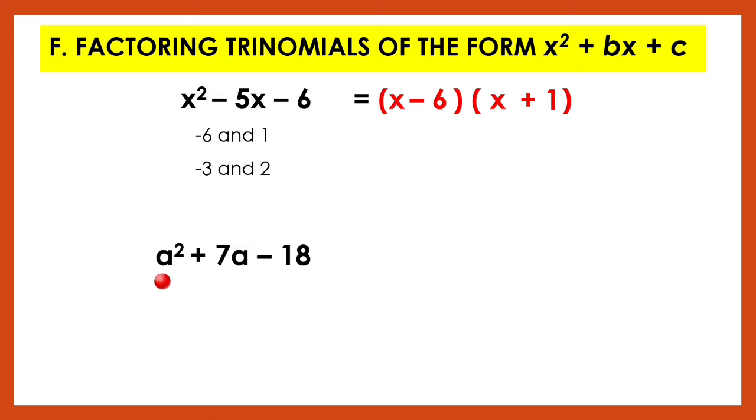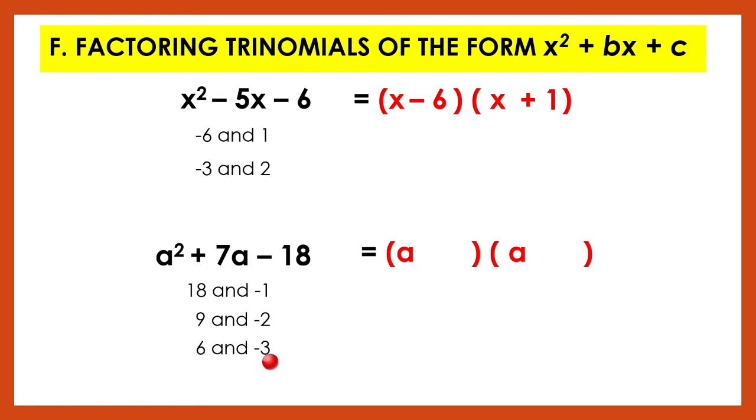Another example, we have a square plus 7a minus 18. What are the factors? So, una, kunin natin yung factors ng a square, that is a times a. And then, lista natin yung factors ng negative 18. So, dahil positive yung sign ng middle term, yung merong sign ng positive ay mas mataas. So, ano yung factors ng 18? So, we have 18 and negative 1, 9 and negative 2, 6 and negative 3. So, kung mapapansin ninyo, yung mas mataas yung value, siya yung positive. Yung mas mababa ang value, siya yung negative.